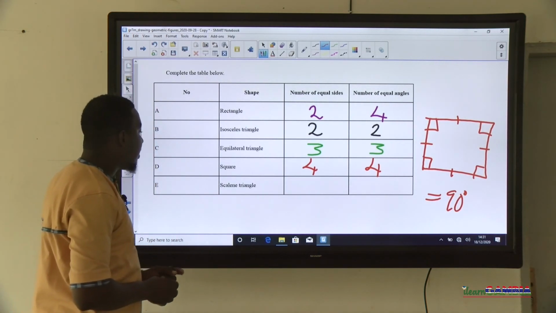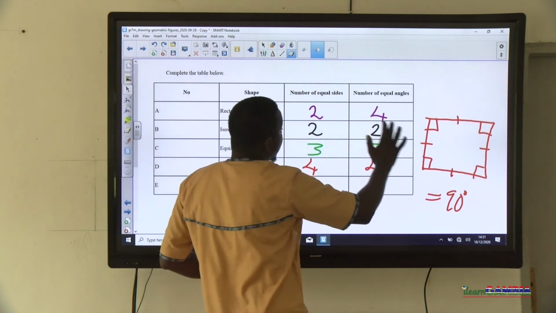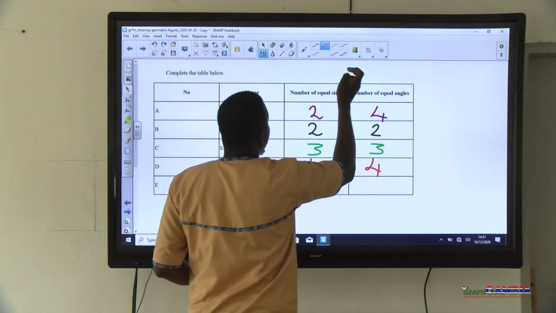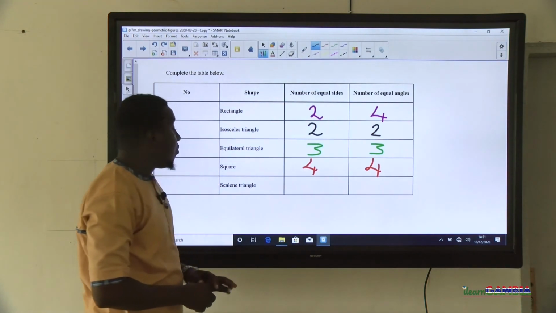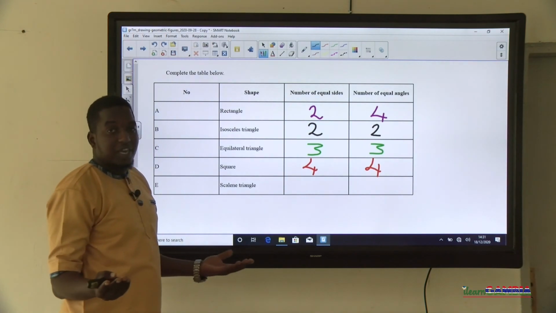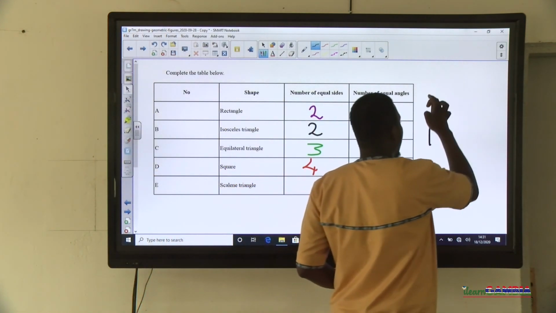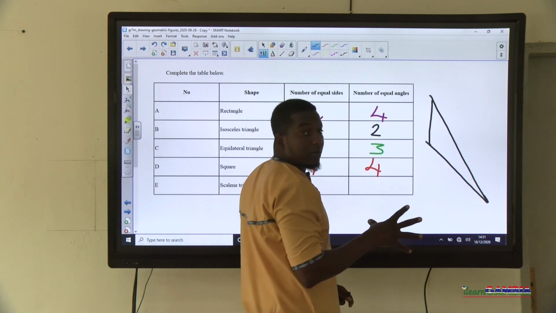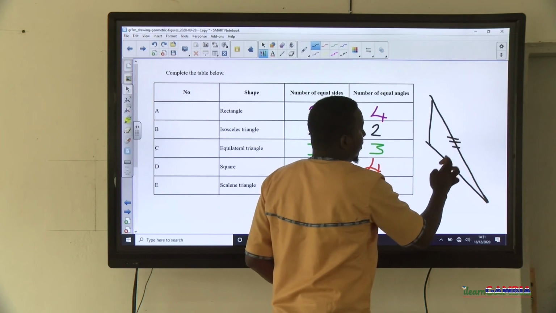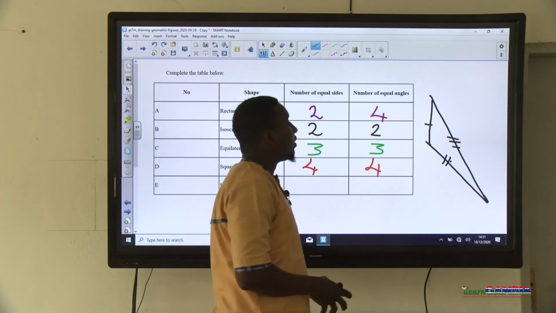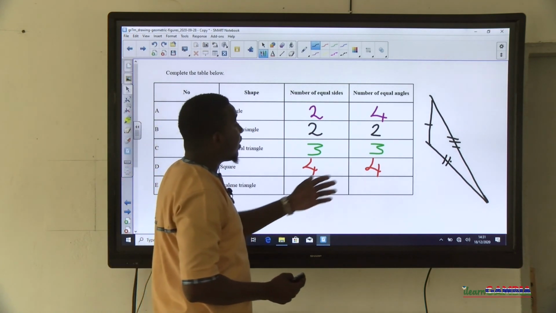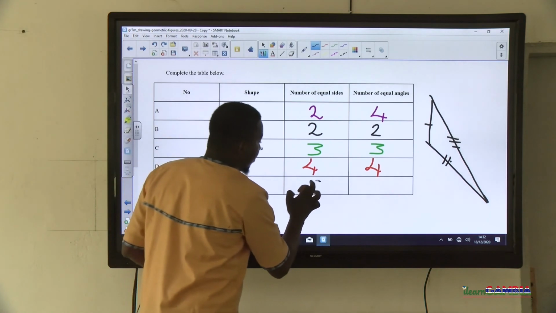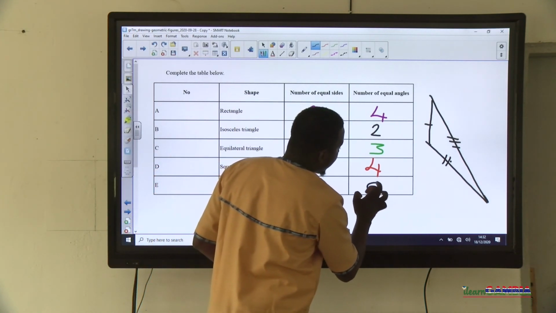And finally, we look at scalene triangles. We've talked about scalene triangles and what we can conclude about them. By definition, we said scalene triangles are triangles where none of the sides are equal and none of the angles are equal. I think just going through the definition, we can conclude by answering all the questions. What we are told here is that none of these angles are equal and none of the sides are equal. There is one side that is longer than all of them, followed by the other one, and then we have the smaller side. So in this case, we cannot talk about equality because none of the sides are equal and none of the angles are equal. So the number of equal sides is 0 and the number of equal angles is also 0.